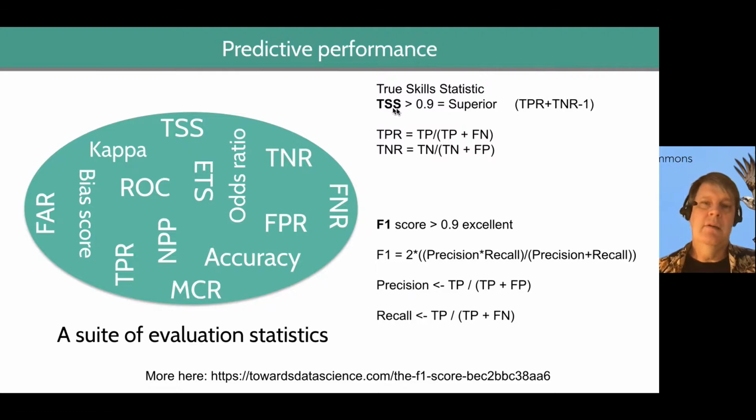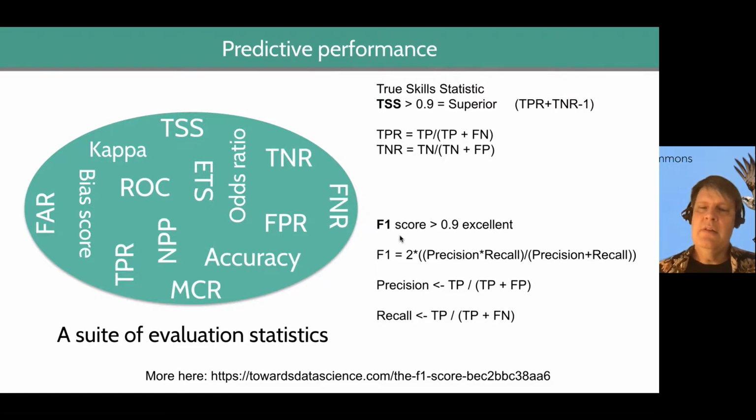If you're getting a TSS value that's 0.9 or higher, then you're really doing well. And basically, TSS is just rearranging those values from the confusion matrix in a different way, right? So that's how you get the metric, and TPR is this and TNR is this. So it's just taking different values from that confusion matrix. And this gives more balance to the true positives, right? To get closer to 1, you need to be doing better across both positives and negatives.